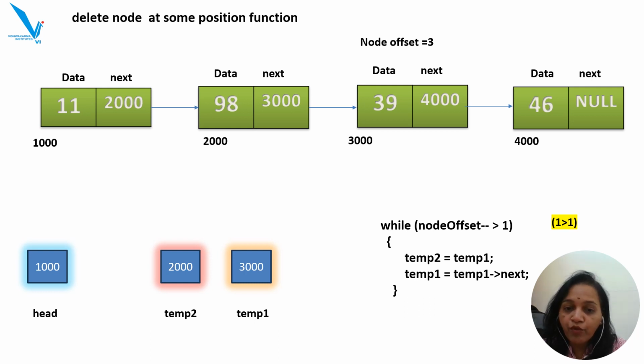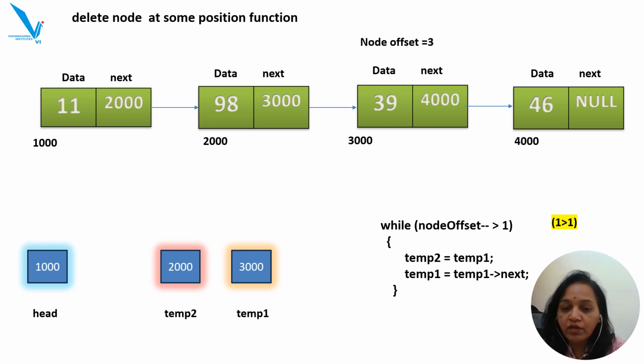So what you have to do again? temp2 is equal to temp1. temp1 value was 2000. We have to copy it into temp2. So now temp2 will hold 2000 and temp2 will start pointing to the second node, right? And temp1 is equal to temp1 of next. temp1 में क्या था? 2000. उसका next क्या था? 3000. So now temp1 will hold the value 3000, right? Now temp1 will start pointing to this node. So temp2 will point to second node and temp1 will point to third node, right?